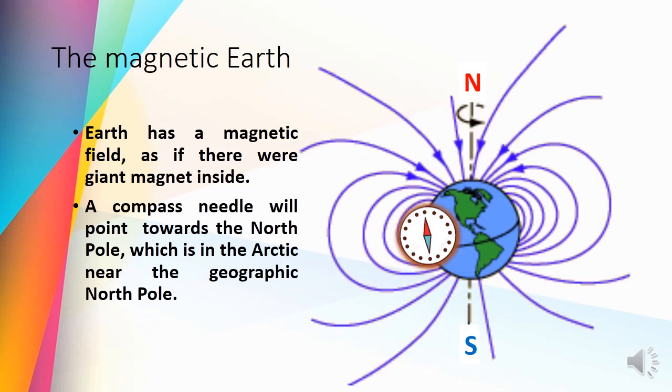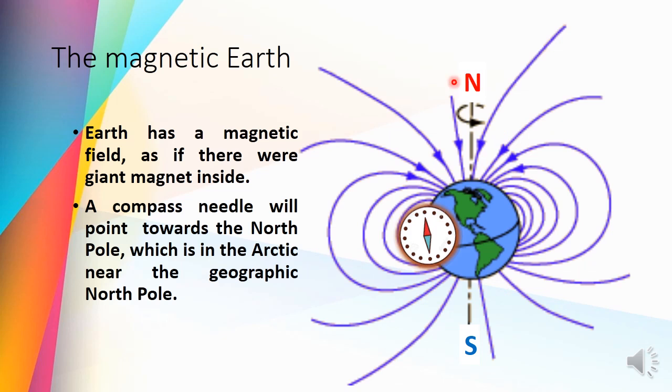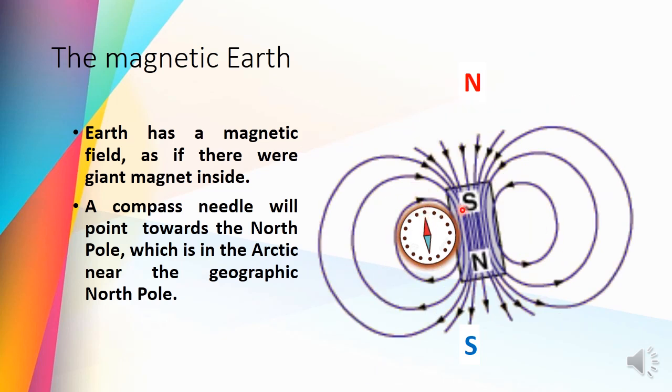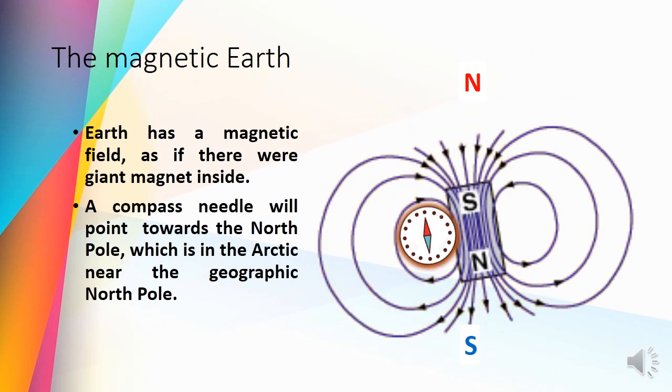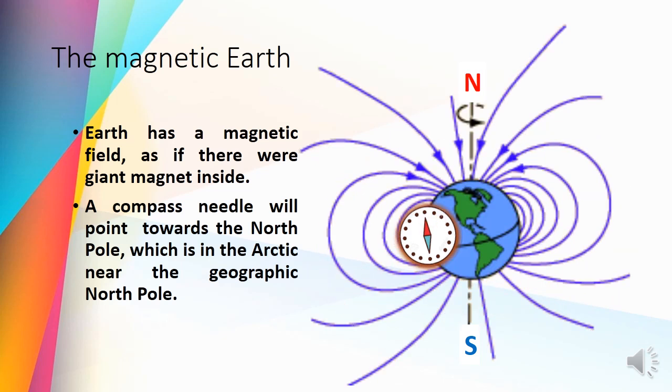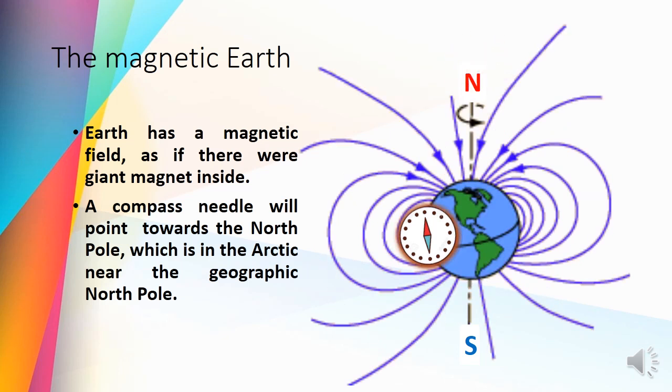Now when it comes to magnets, opposites attract. So this fact means that the north end of a magnet in a compass is attracted to the south. So that's the north attracted to the south. Let me say that again. When it comes to magnets, opposites attract. So this fact means that the north end of a magnet in a compass is attracted to the south magnetic pole, which lies close to the geographic north pole.